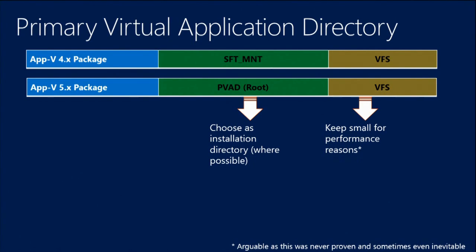I always argue that because I never saw that proven, and it's sometimes inevitable to sequence that way because some applications just install there. But keeping that as a reference, so put as much as you can in SFTMNT and as little as you can in the virtual file system. That still applies to AppV5 packages. Put as much as you can in the primary virtual application directory and put as little as you can in the virtual file system. However, what is that primary virtual application directory?